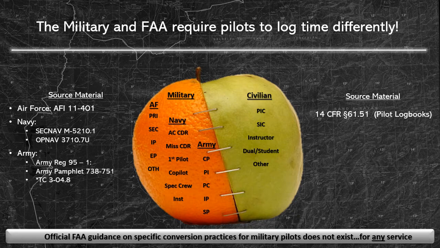Now on the left, you'll see all the different types of military component times you logged while you were flying for your service. What we want you to focus on now are the 5 types of civilian component times you will need to convert your military records to in order to complete your airline applications. They are pilot in command, or PIC time, second in command, or SIC time, instructor time, dual or student time, and other time.